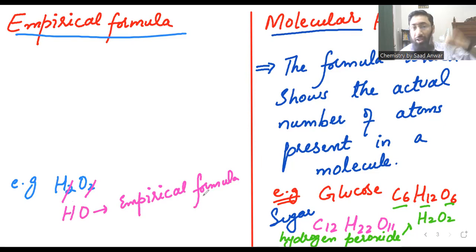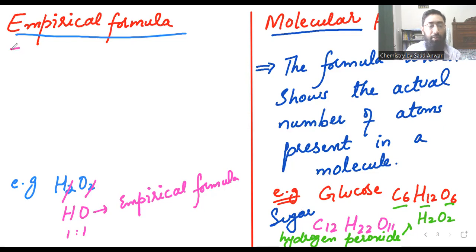Empirical formula does not tell us the actual number of atoms present in a molecule. Empirical formula tells us the simplest whole number ratio of atoms present in a molecule. Like HO is telling me that the ratio of hydrogen to oxygen is 1:1. This means the number of hydrogen atoms and oxygen atoms in hydrogen peroxide is the same. If hydrogen is 2, then oxygen is 2.